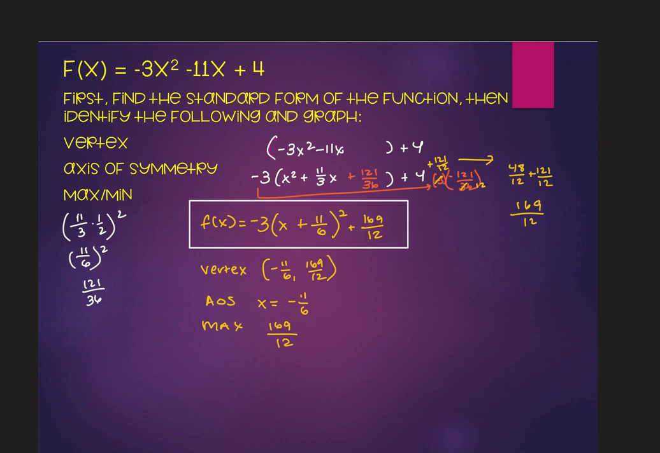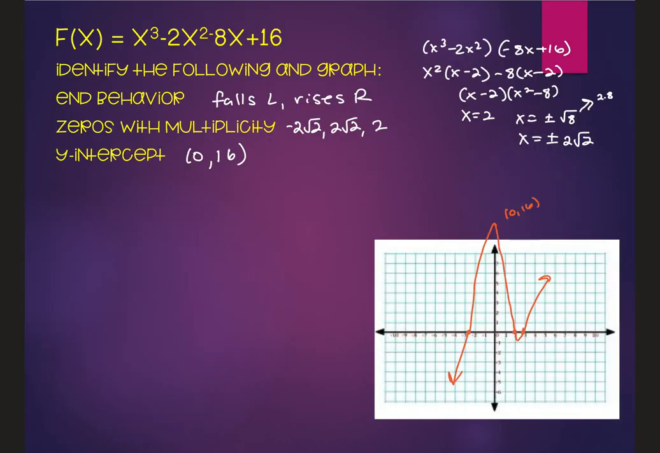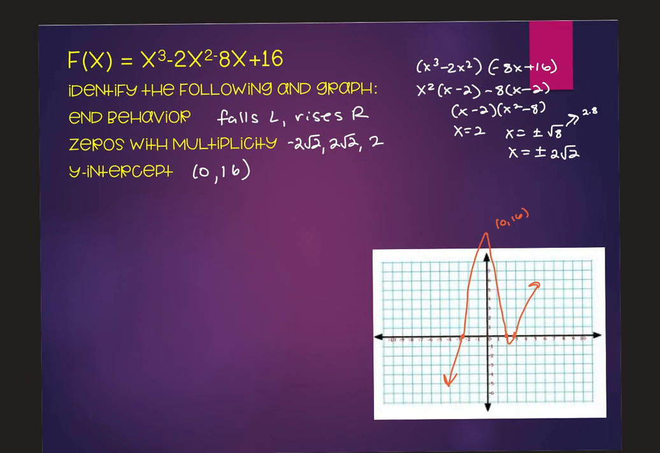So then the equation should have been -3 times parentheses x plus 11/6 squared plus 169 over 12. Vertex, -11/6, 169 over 12. Axis, x equals -11 over 6. Maximum value, 169 over 12. This one, your end behavior falls left, rises right. Your roots were -√2, √2, and positive 2 and -2, and a y-intercept of 0, 16.